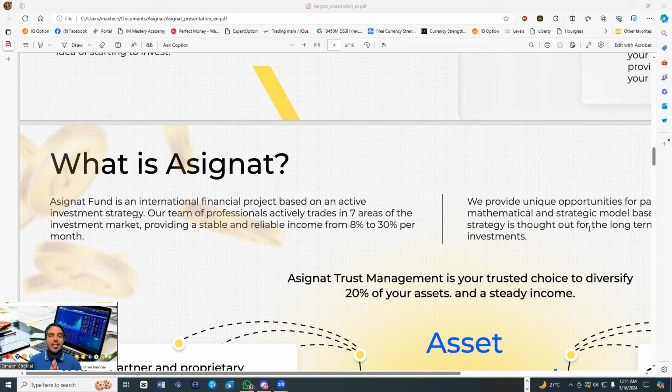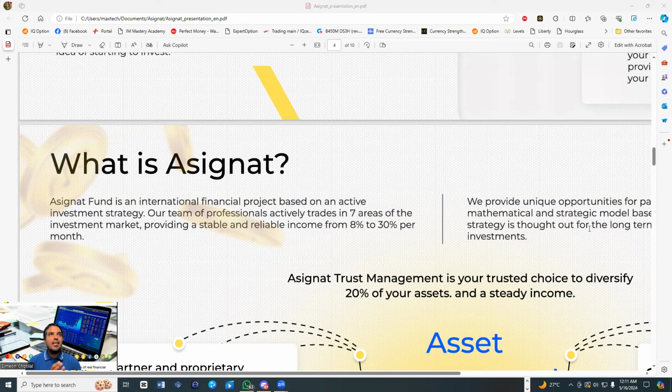Today it's called Asignat, right? So this project is quite fascinating, I should say. We want to do a quick overview of this particular organization, this particular platform, right? So firstly, you want to know, what is Asignat?